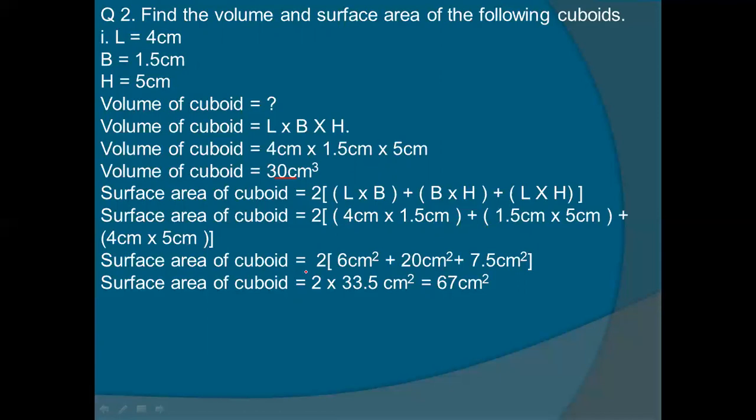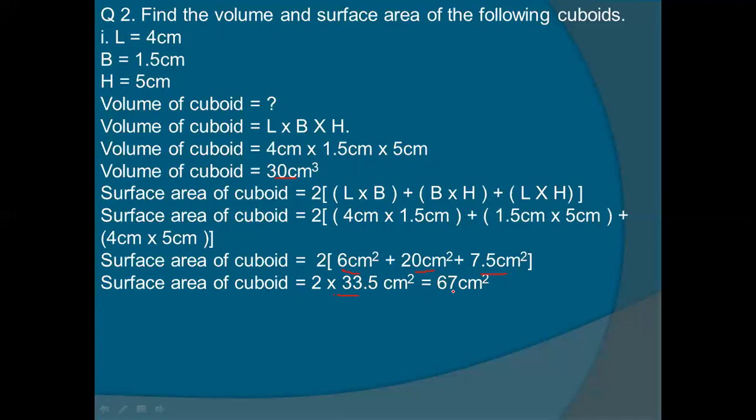After the multiplication, we have arrived at this step: the multiplication of the first bracket is equal to 6 square centimeter, here 20 square centimeter, here 7.5 square centimeter. After the addition of all these values, we multiply this sum by 2, and it is equal to 67 square centimeter. This is the whole result.